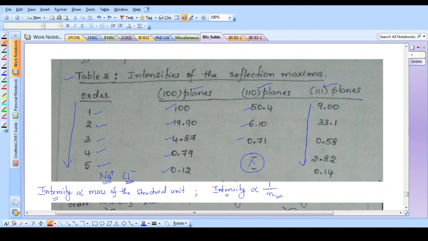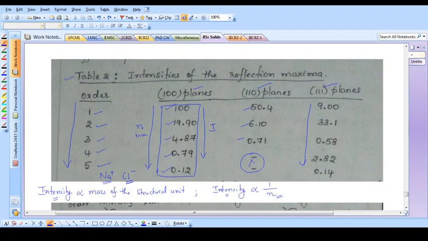Okay, so based on these two, that is order of reflection and mass of the structural unit, it is possible to analyze the intensity of each spot. Now let us consider the reflection from the 100 plane. Here we have the reflection from the 100 plane. What we observe is, as we go down the column, as the order of reflection n increases, the intensity decreases uniformly. Okay, there is a decrease in intensity.